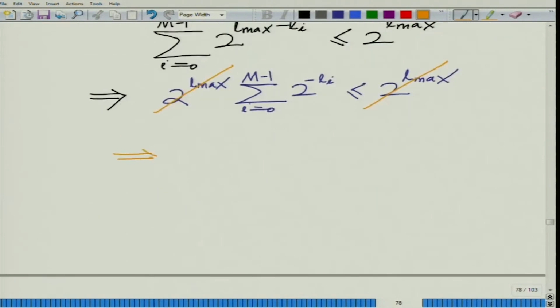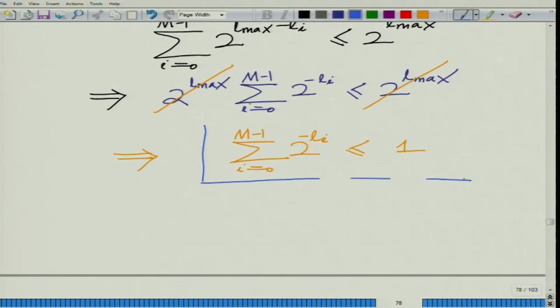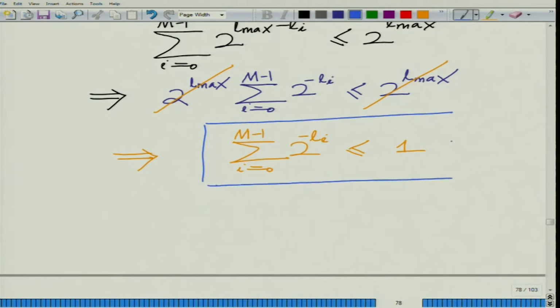and what you will get is a very elegant inequality which says summation i equal to 0 to m minus 1 of 2 to the power of minus Li is less than or equal to 1, and this is a fundamental inequality that has to be obeyed by the prefix free code which we have derived from the binary tree, and this is termed as the Kraft inequality.